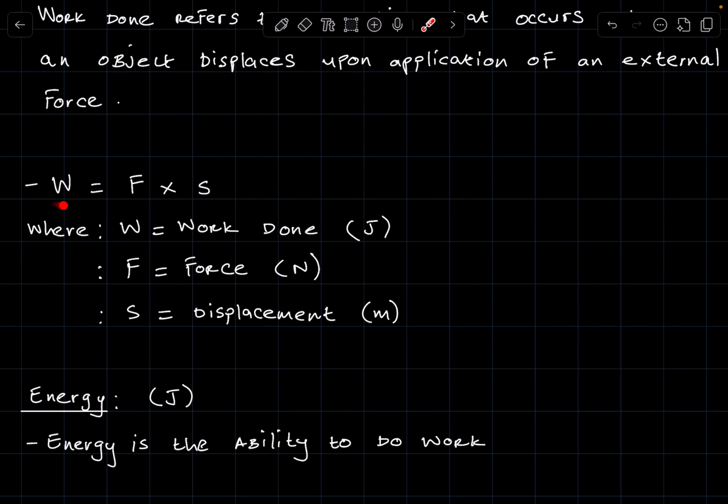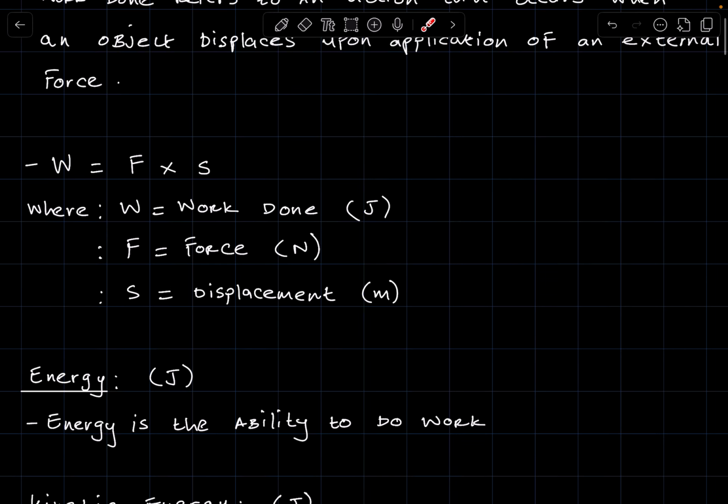Now, we denote work done with the letter W, and the general formula for work done is force times displacement. From this formula, the W stands for work done, and the units of measurement for work done is joules. The F stands for force, which is in newtons, and the S stands for displacement, which is in meters.